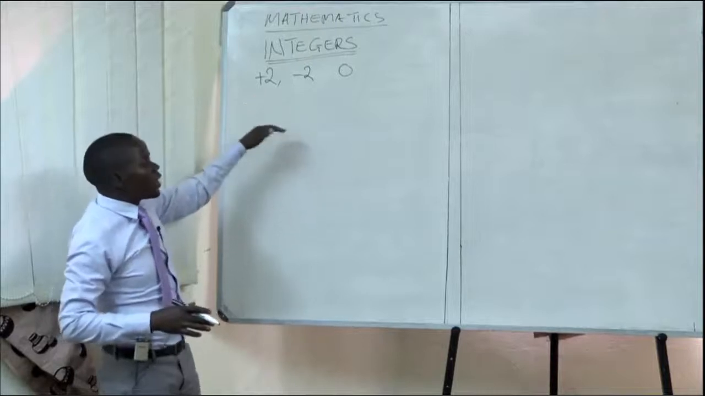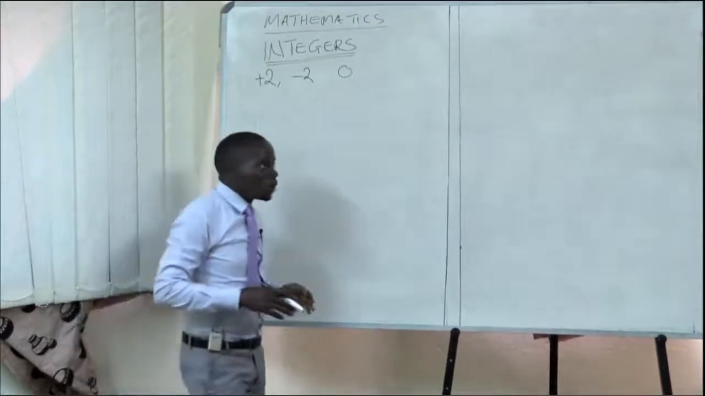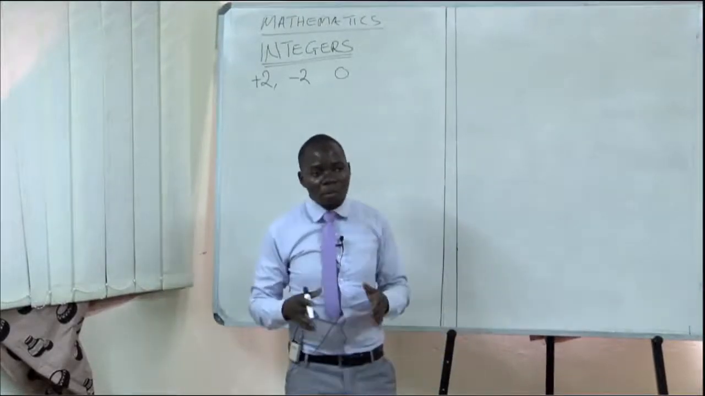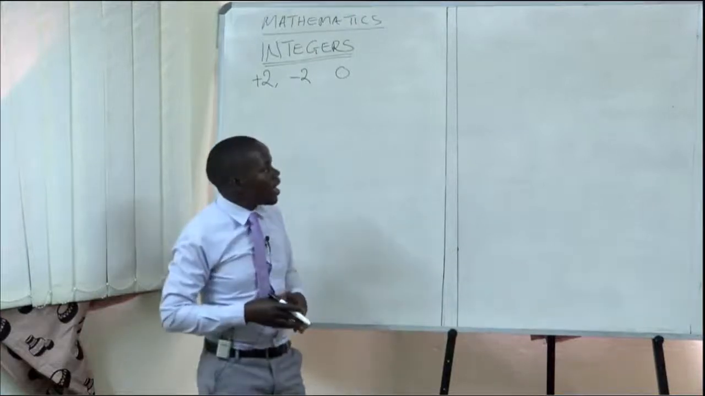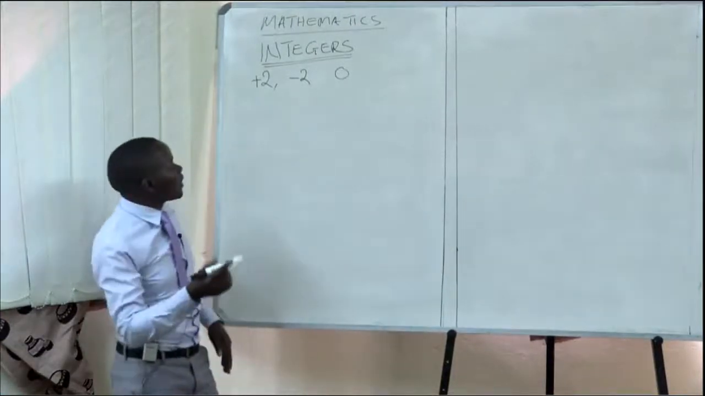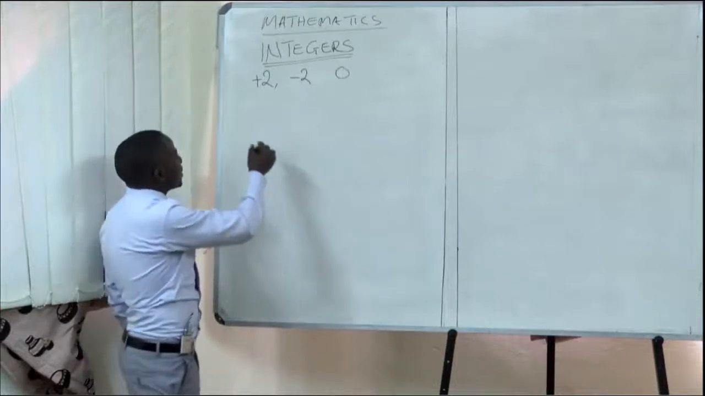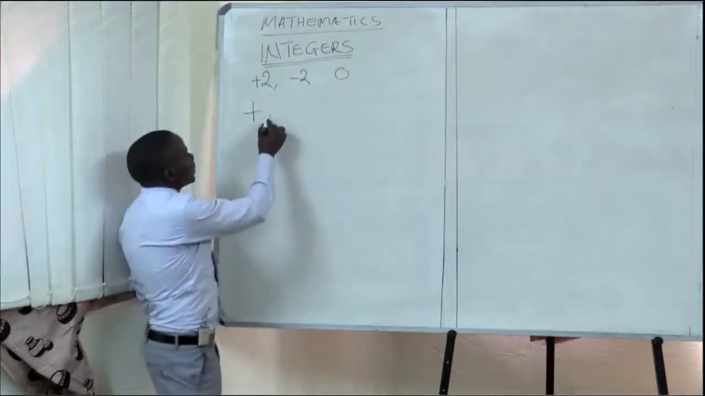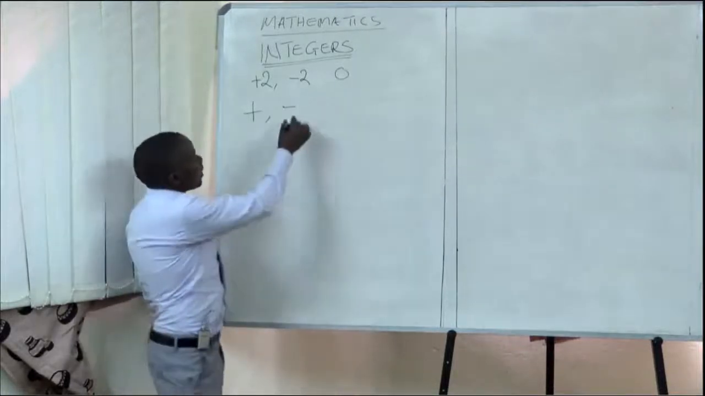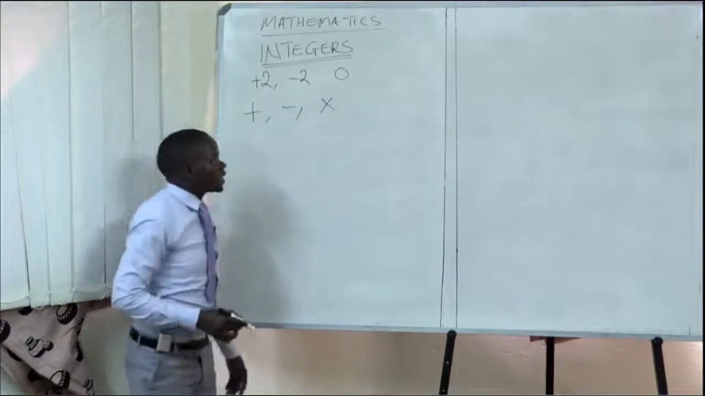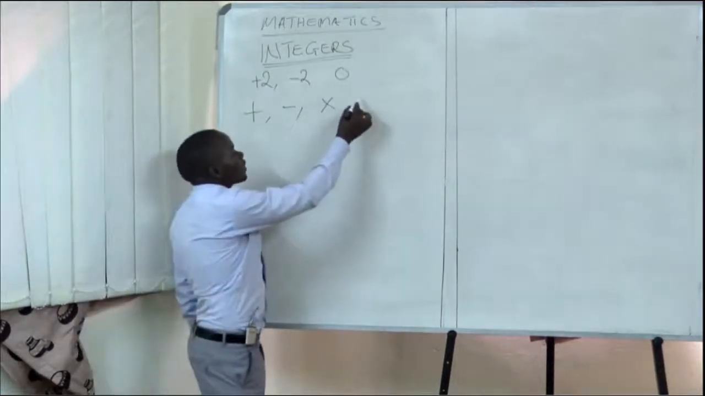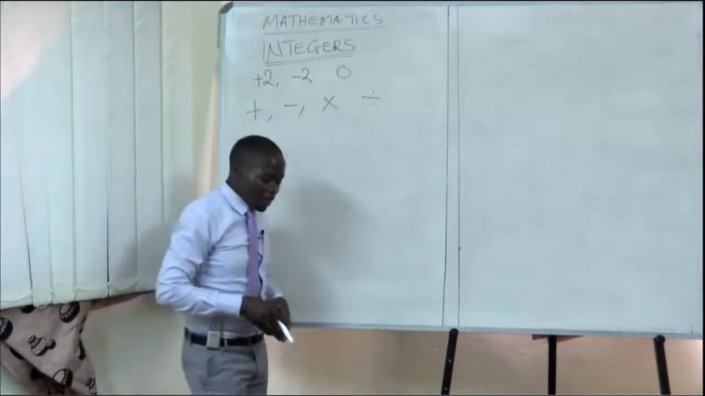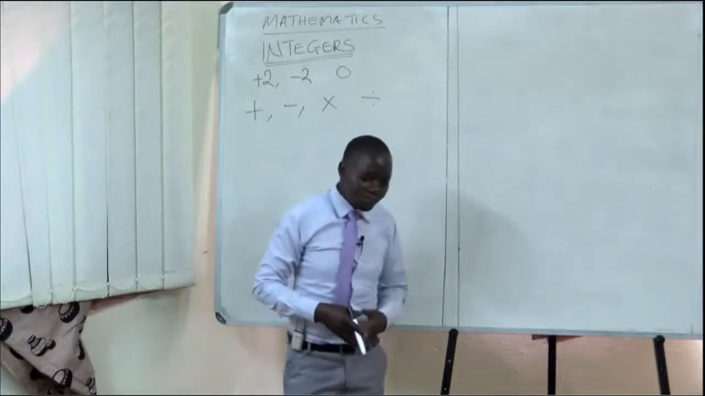Now, under integers, we are going to look at the 4 operations. So, what are these 4 operations? These are common 4 operations that we normally use since from grade 1. The first operation that we are familiar with is plus. The second operation is negative. Another operation is multiplication. And the last one is division. So these are 4 operations that we normally use in mathematics.